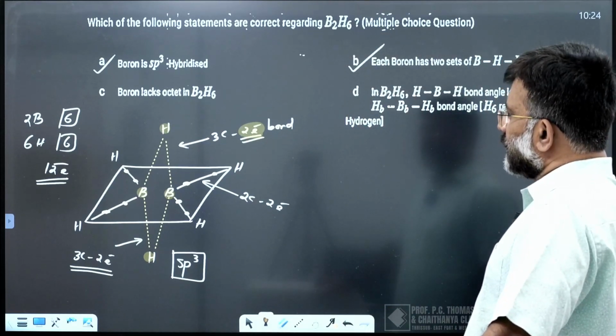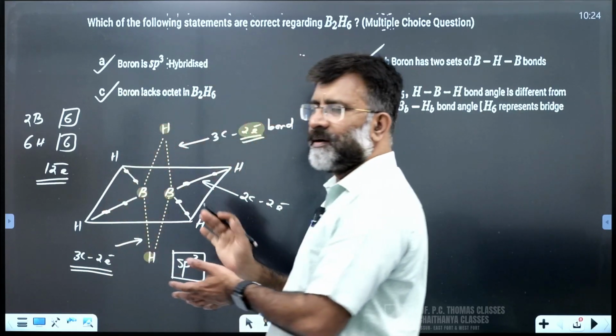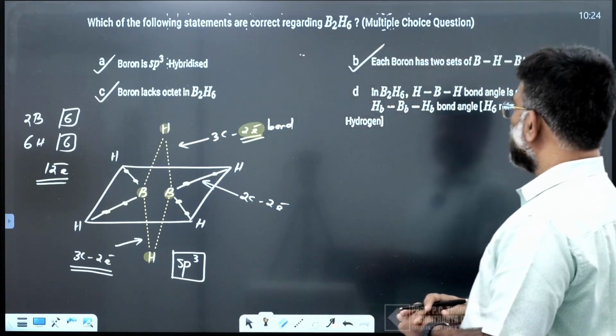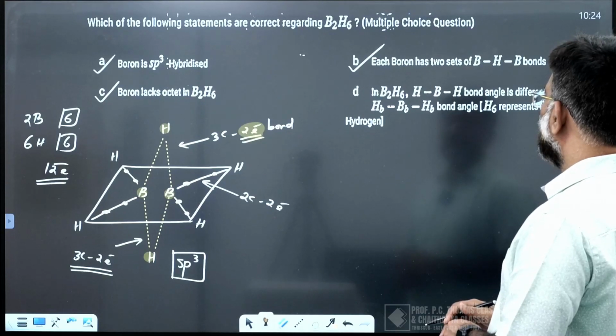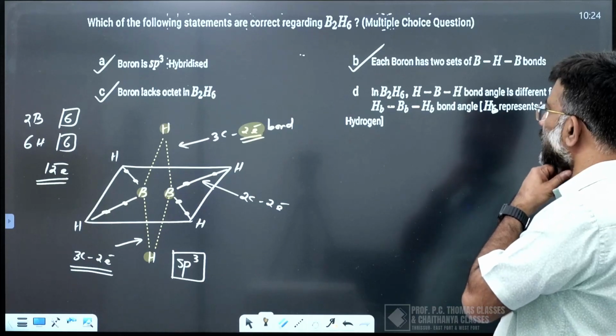Boron lacks octet in diborane, correct? There is no octet because it is an electron deficit molecule. Fine. Last one, in B2H6, HBH bond angle is different from HBB bond angle, where HB represents bridging hydrogen.